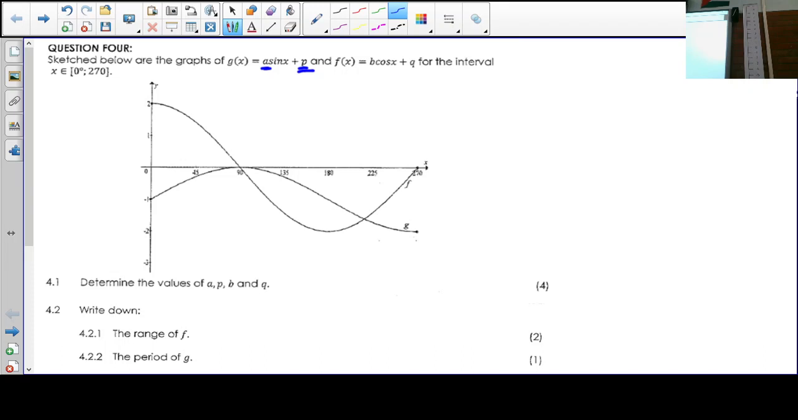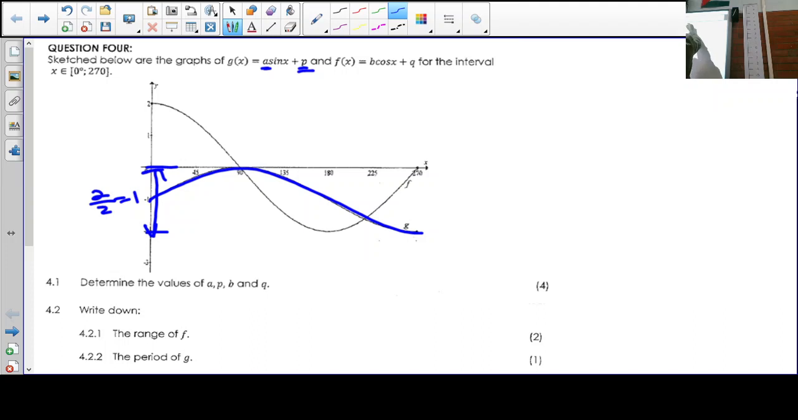So let's investigate the g graph first. So there's our g graph. So this point here is -2 to 0. So what is that distance, from 0 to -2? What is this distance? 2 units, not so? And 2 divided by 2 is 1. So your A value is 1. Can you see that, people? And here, they ask you to determine the values of A, P, B, and Q.